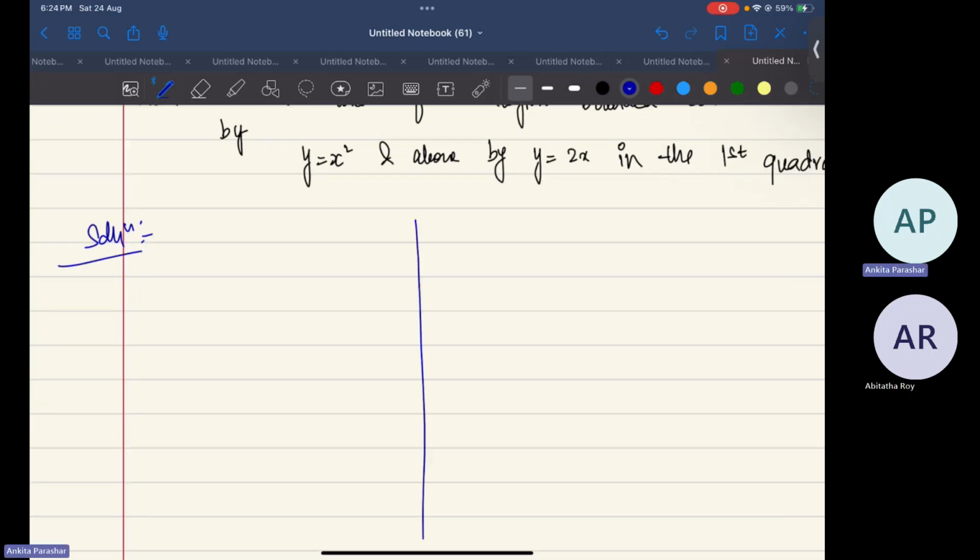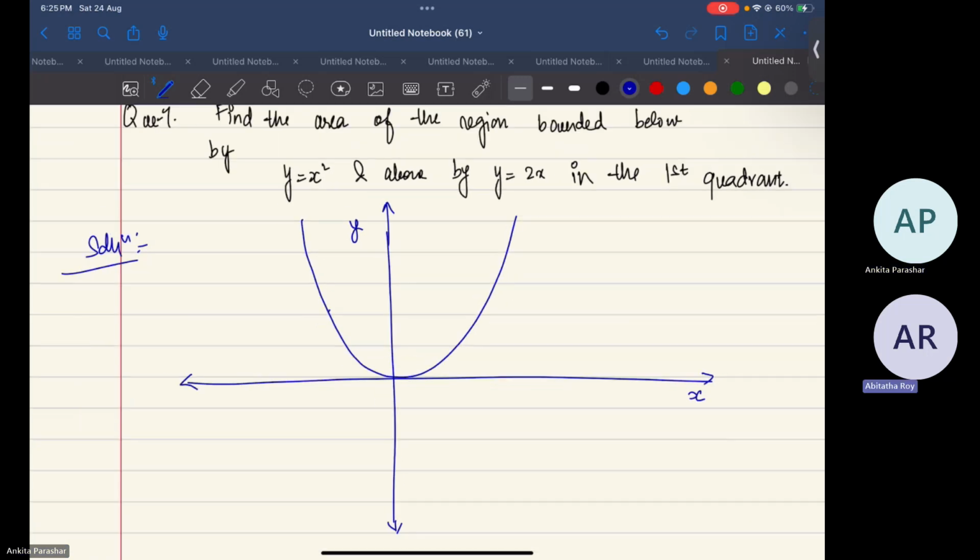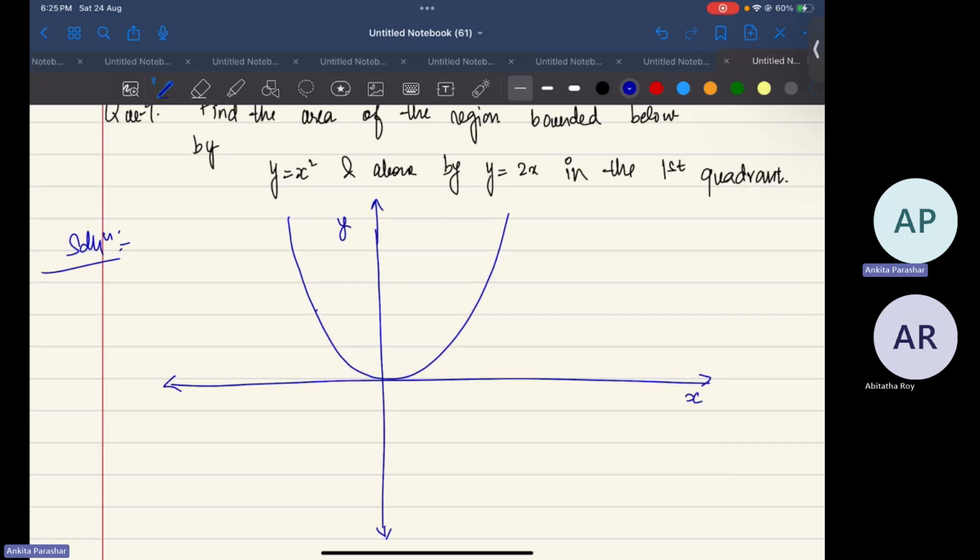Okay, it's a 2D graph, so let's draw the x-axis, y-axis. How does the graph y equal to x square look? It's an upward parabola touching at the origin. Okay, it cuts the origin, very good. This is how it should look. But since it is written that we are only worried about the first quadrant, this is important. We are only worried about the first quadrant, so although I can keep the rest, let's just focus on the first quadrant.